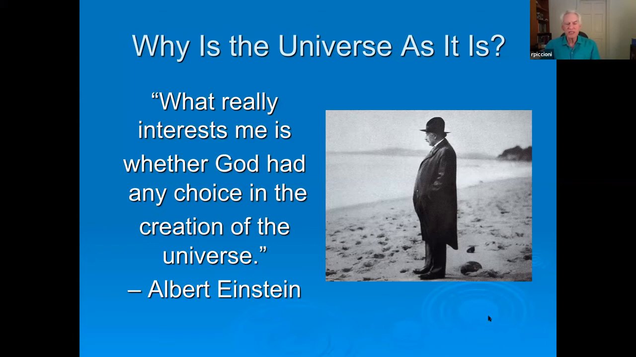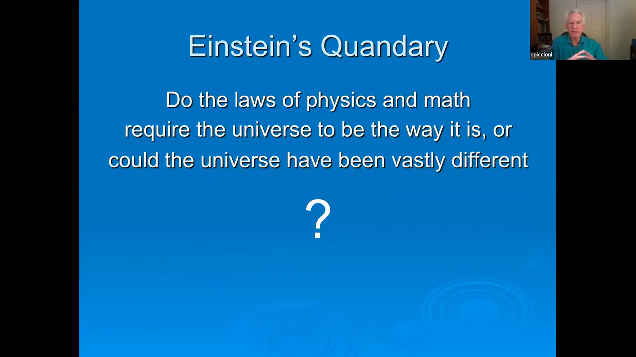He said, "What really interested me in my entire life's research was the question of whether God had any choice in the creation of the universe." So as usual, it's sort of a profound and difficult sounding statement. But what I think Einstein had in mind was, do the laws of physics and math, as we know or are yet to discover, require that the universe has to be pretty much the way we see ours? Or could the universe have indeed been vastly different from the one that we inhabit?